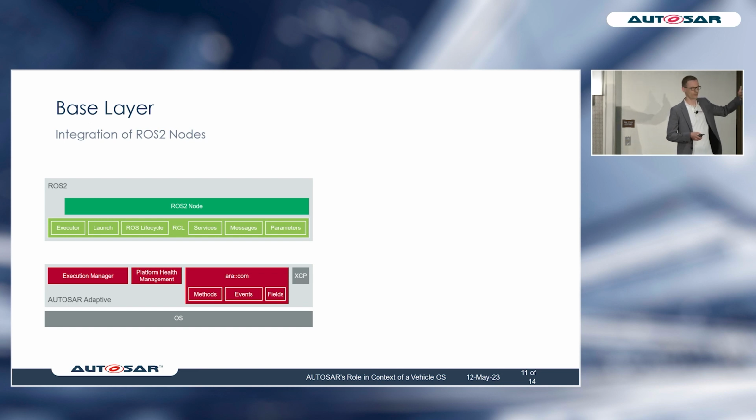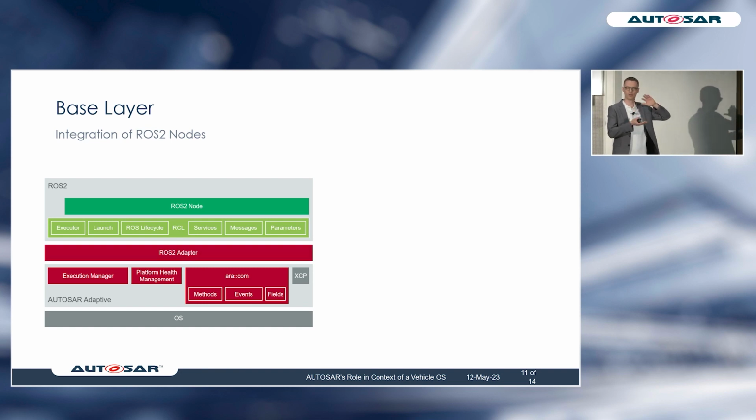Like what we call services in ROS2, it's methods in Autosar. What we call messages in ROS2, it's events in Autosar. And I can do that quite similarly for all the other blocks. And this was the idea: okay, well, then let's just take an adapter, making use of the ROS API at the top level and making use of the Autosar ARA APIs on the lower end, and have that generated adapter in between.